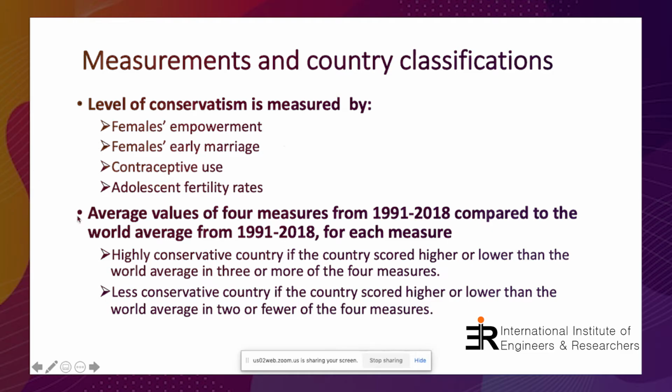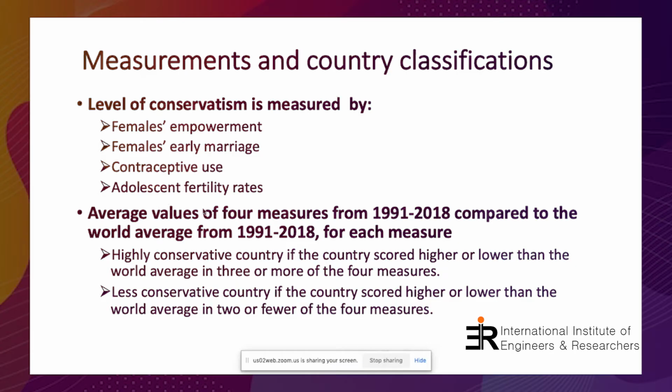We used the average values of the four measures from 1991 to 2018 compared to the world average for each of the conservatism levels. So as I said earlier, a highly conservative country is one that scores higher or lower than the world average in 3 of the 4 measures. So for instance, if the country has higher female empowerment, higher female early marriage, higher contraceptive use compared to the world average, then we consider this country as highly conservative.